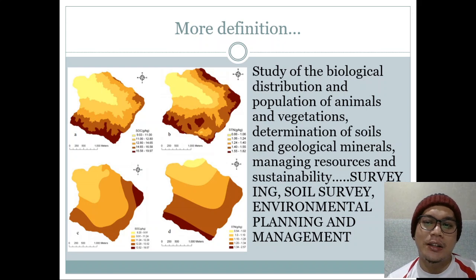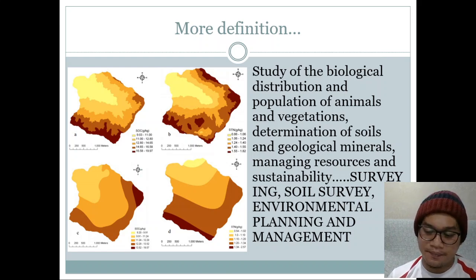Another thing will be the study of the biological distribution and population of animals and vegetation, and determination of soils and geological minerals to manage resources and sustainability. This is all about soil survey, environmental planning and management. That's why some of you who might have come from plant science or aquatic science also learn GIS, where you learn how to use GIS in managing resources from a bird's eye view.